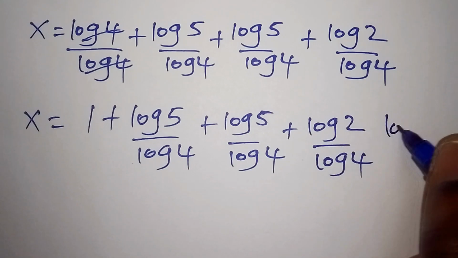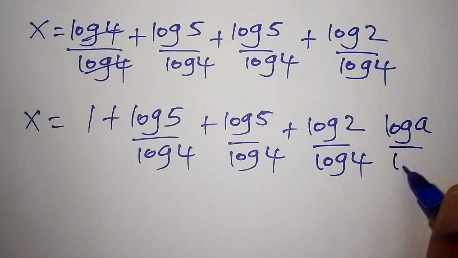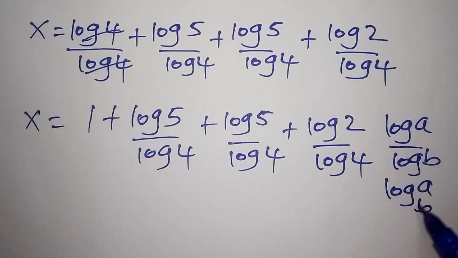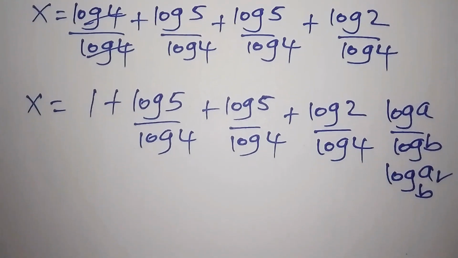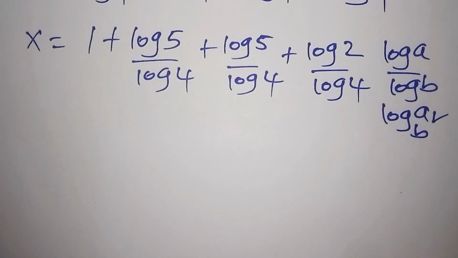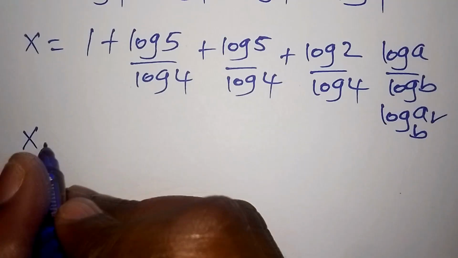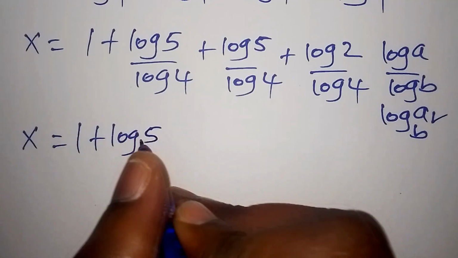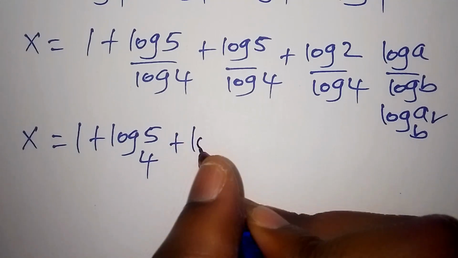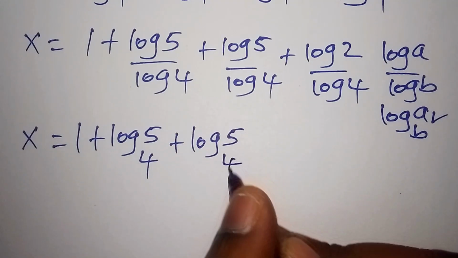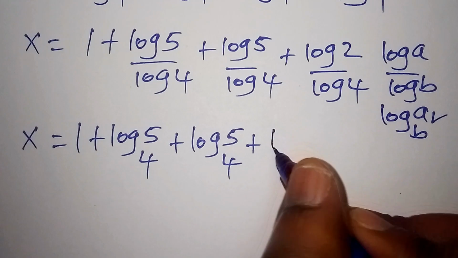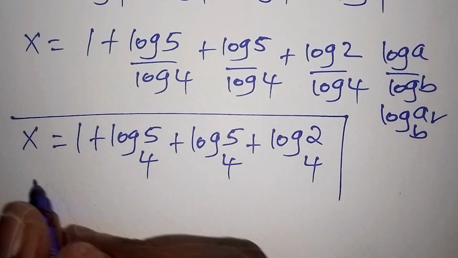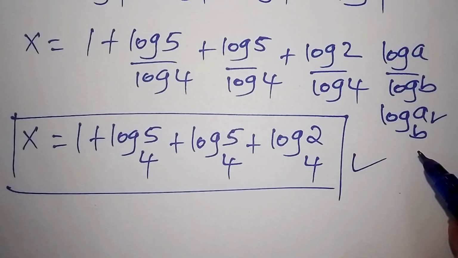When you have, for example, the log a all over the log of b, this can be written as the log of a to the base of b. So finally, our final answer for this maths problem is the value for x is equal to 1 plus the log of 5 to the base of 4, plus the log of 5 to the base of 4, plus the log of 2 to the base of 4. So this one qualifies to be our most correct answer.